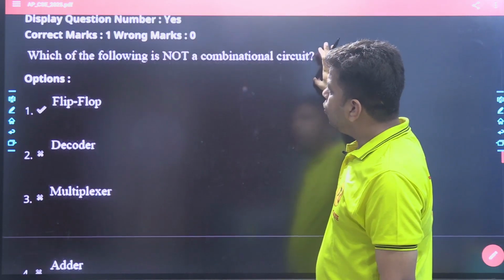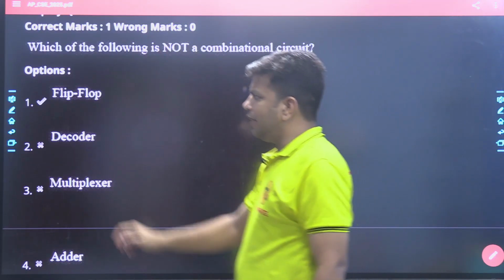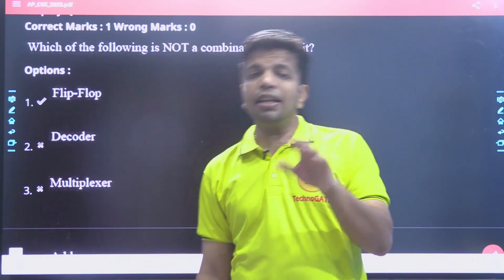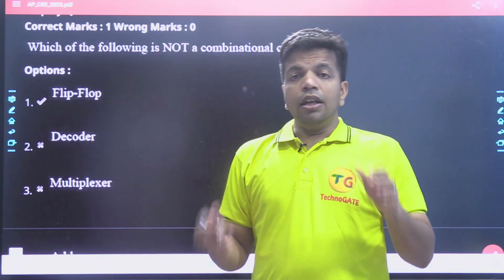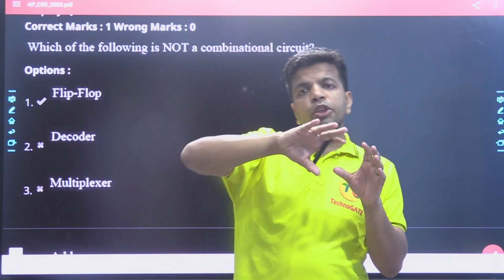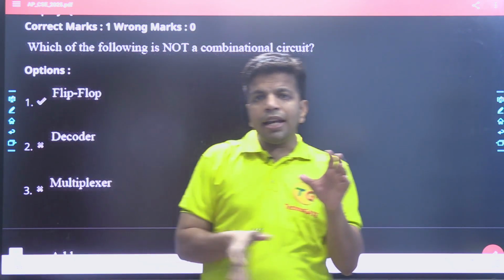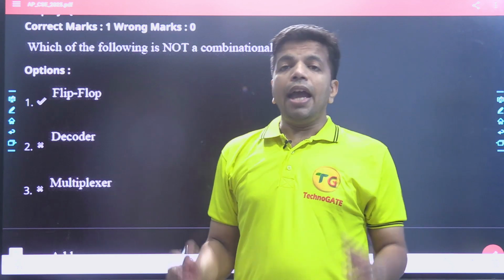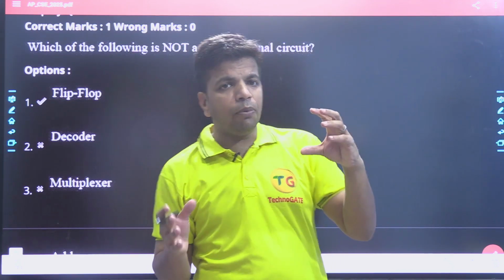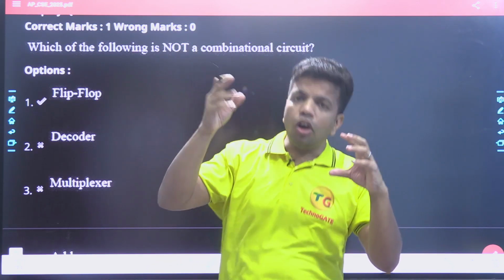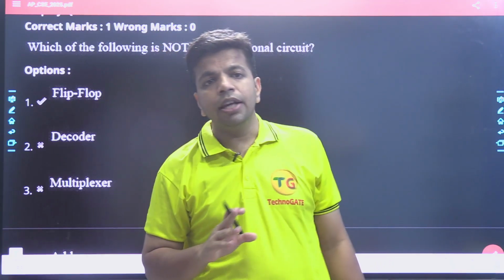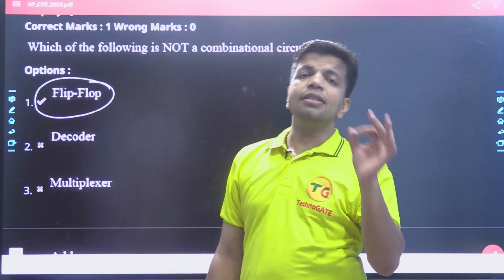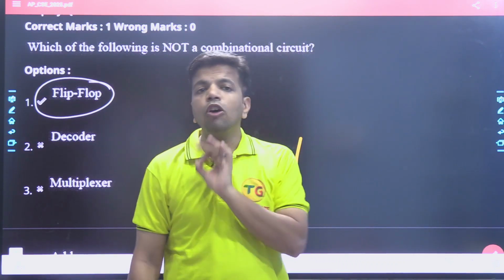Here they are asking which of the following is not a combinational circuit. Okay, so basically there are 2 types of circuit. One is the combinational circuit and the other is the sequential circuit. If the output of a circuit is also taken as an input to that circuit, then such a circuit is called a sequential circuit. In a combinational circuit, there is an input and corresponding to that there is an output. We are not using that output as feedback. In a flip-flop we are using output as feedback, so that's why it is a sequential circuit. It is not a combinational circuit.